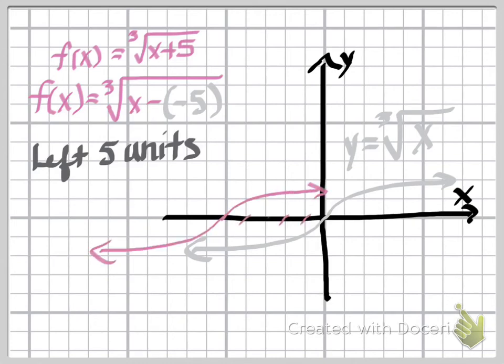So again, I did that, and it does not go up or down. There's no k value visible. If we wanted to, we could put plus 0, but we don't have to. And there it is.